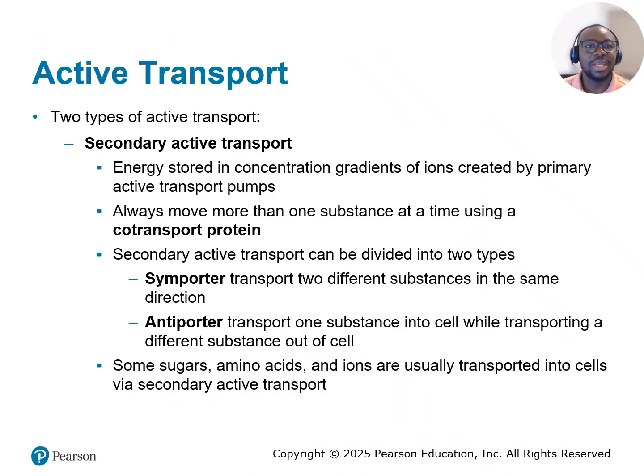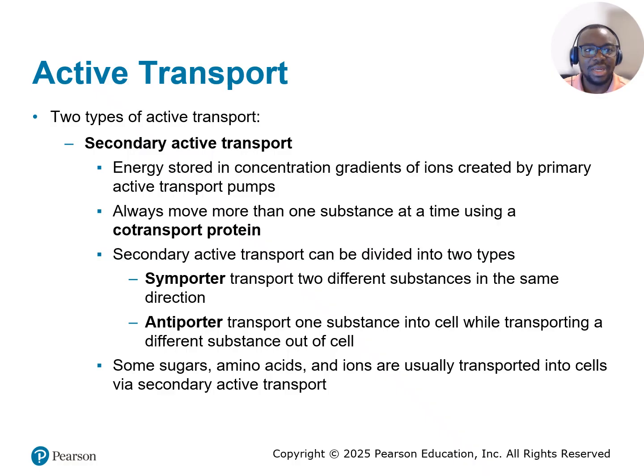Next, we discuss secondary active transport. In secondary active transport, energy stored in concentration gradient of ions created by primary active transport pumps is used to move substances across the membrane against their concentration gradient. Secondary active transport always moves more than one substance at a time using a co-transport protein.